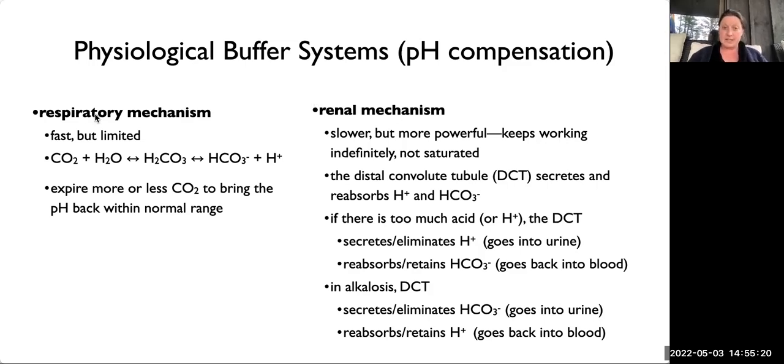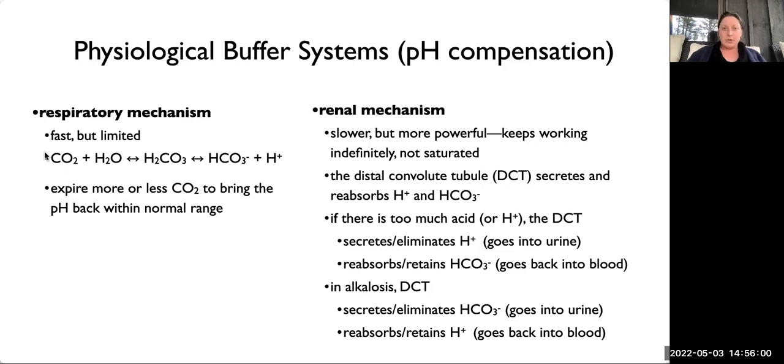Let's take a look at the respiratory system first. The respiratory mechanism is fast but limited. So if I have a shift in pH, my body can actually begin to correct it by adjusting how much I'm breathing. But if I need to adjust my breathing down in order to correct the pH, there is a point at which you can't stop breathing. That would defeat the purpose of correcting the pH because you'd be dead. So your respiratory system, because it's also responsible for providing oxygen, cannot necessarily always fully correct a pH imbalance.